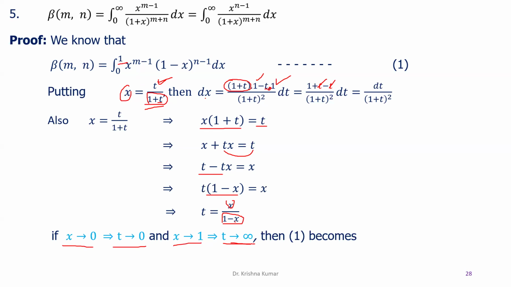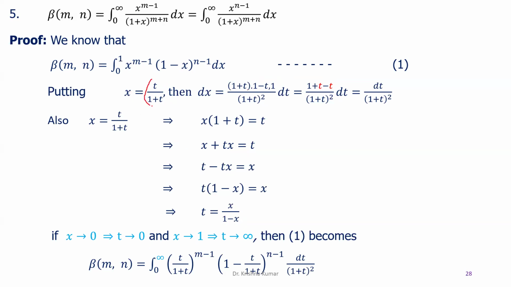Then beta of m, n is equal to the integration under the limit 0 to infinity. What is the value of x? This is the value of x, (t upon 1 plus t) whole to the power m minus 1, (1 minus t upon 1 plus t) whole to the power n minus 1, into dt upon (1 plus t) whole square.